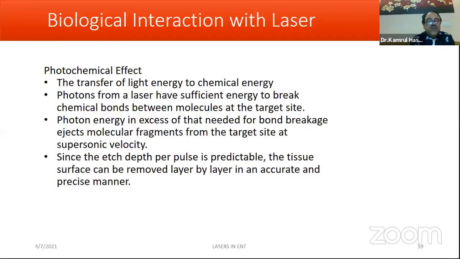It has other than thermal, photochemical effect, transfer of light energy to chemical energy. Photons from laser have sufficient energy. How do things cut? When you heat the tissue, there is an increase of temperature. If the temperature is more than 100, there is some sort of protein degeneration, both intra and extracellular fluid. But for carbon dioxide laser, this laser energy is absorbed in the fluid as well as the blood.